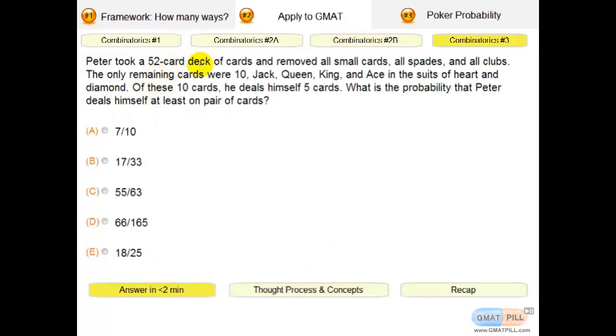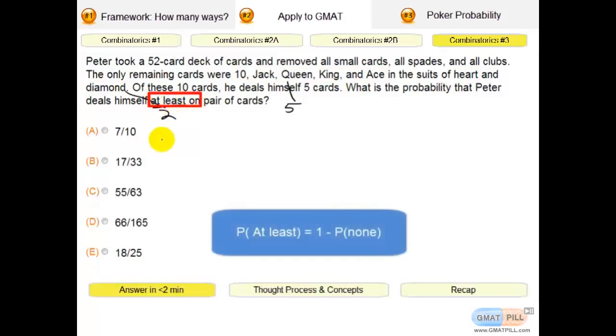Peter took a 52 card deck and he removed everything until there's only 10, jack, queen, and ace, and then hearts and diamonds. All right, so there's 5 number or face cards, and then there's 2 suit variations. So the way to find what's the probability that he deals himself at least 1 pair of cards. So the key word is at least. Then you do 1 minus the probability of no pair. All right, what's 1 minus the probability of no pair?